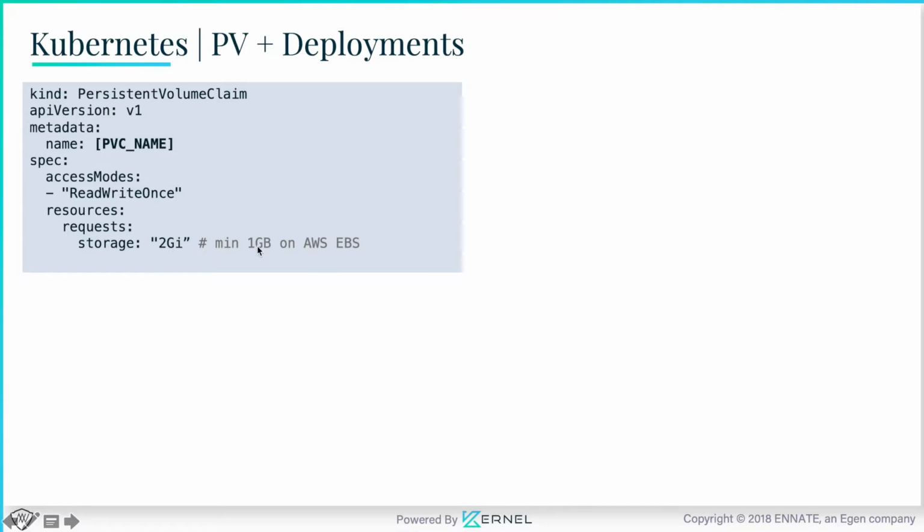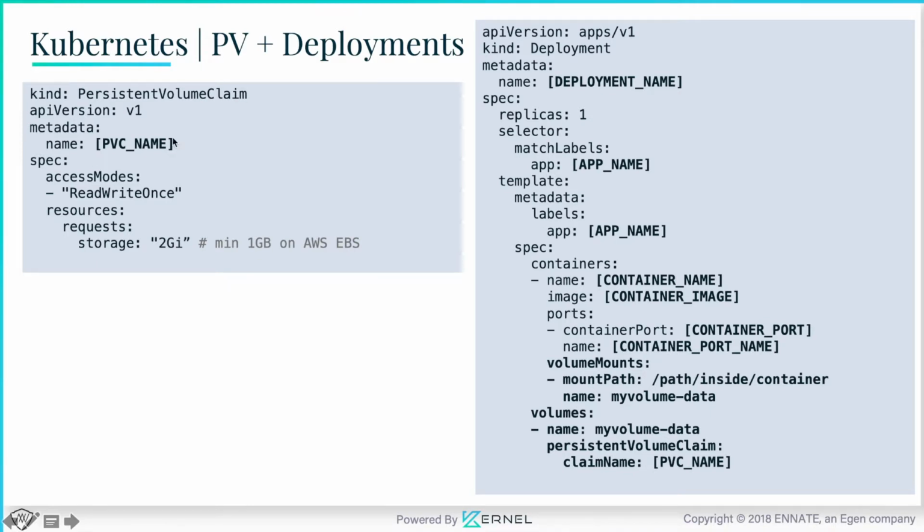On AWS, you cannot have less than 1 GB of EBS volume. I tried many times asking for 500 MB or 100 MB. It's not allowed. The minimum is 1 GB there. So anything more than that is fine in a PVC on AWS EBS. The next thing is, this is just claiming that volume. What if we want to attach it, just like we attached and mounted a volume on a container in a pod? How do we do it with deployments?